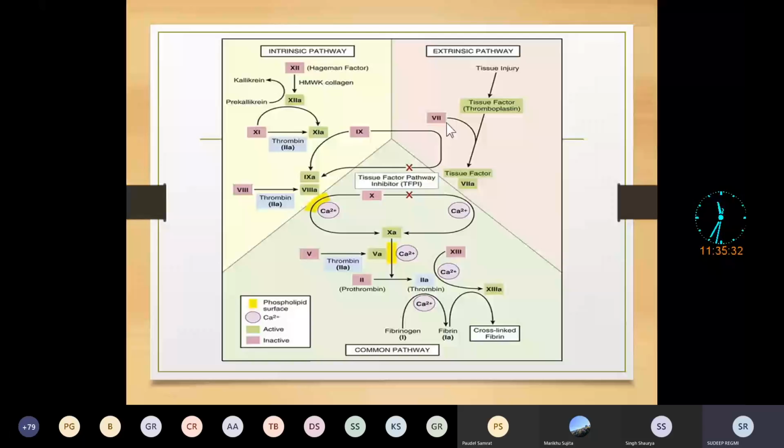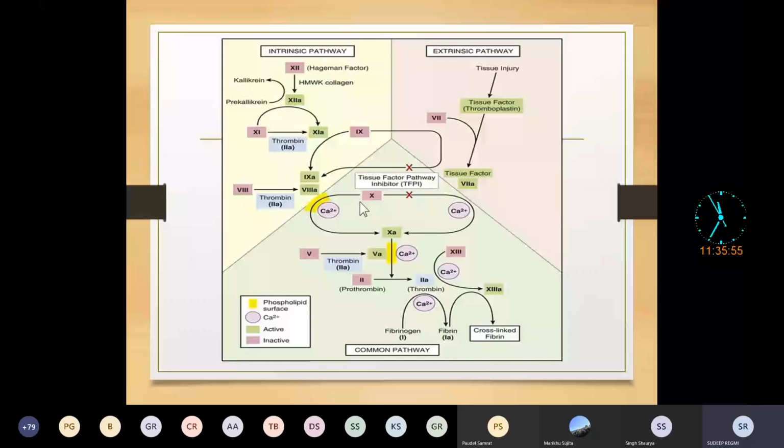Whereas here there are many factors, starting from factor 12, and ultimately factor 8 and factor 9 activated. Okay, and they are combinedly activating factor 10 in the common pathway.